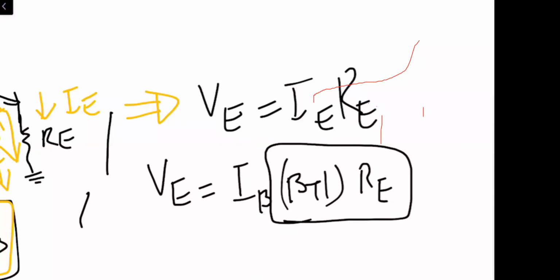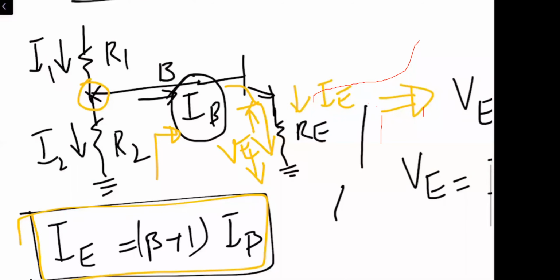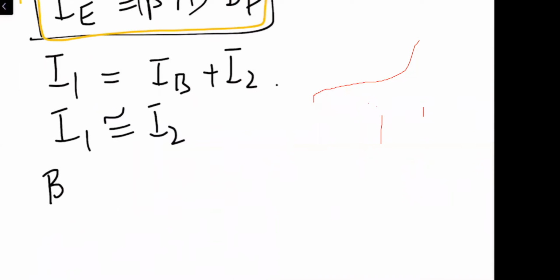Are you understanding this? Yes, sir. Now what we are talking about here is that if IB is flowing in the emitter resistance, the resistance will be enhanced by beta plus 1 times RE. So as we know, beta plus 1 is approximately equal to beta, because beta is a big value, right? Are you with me?